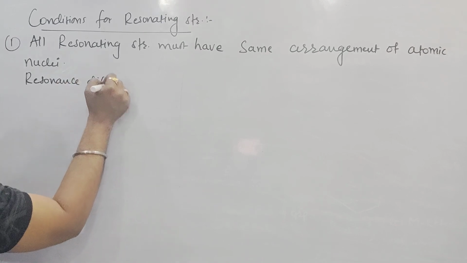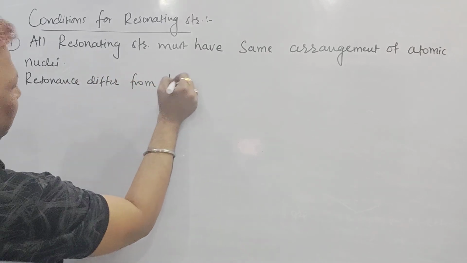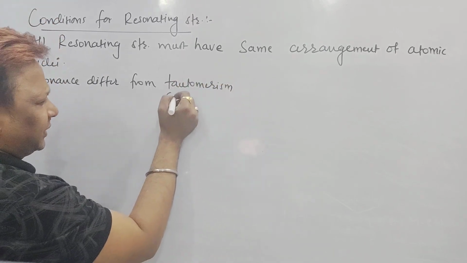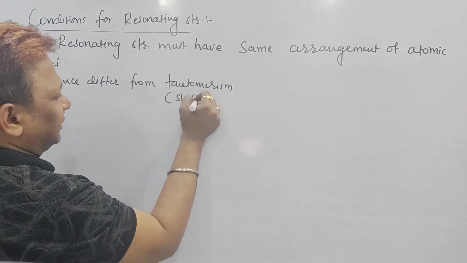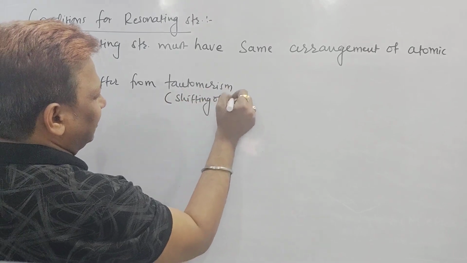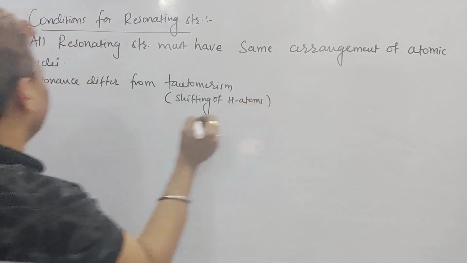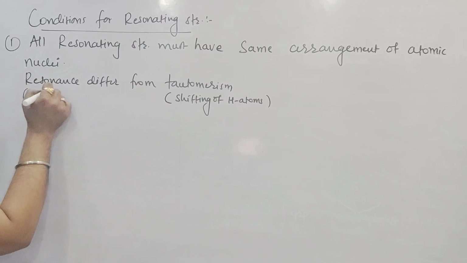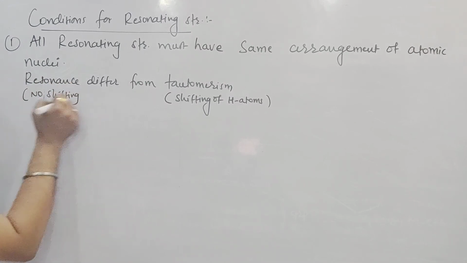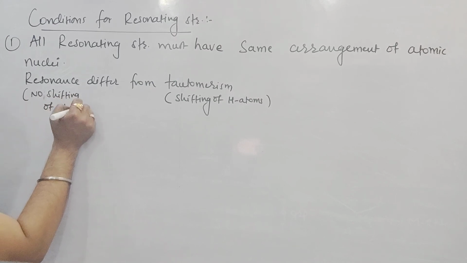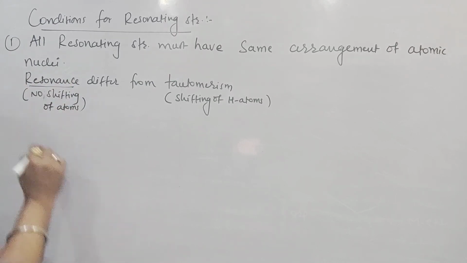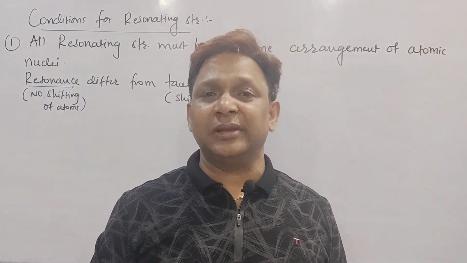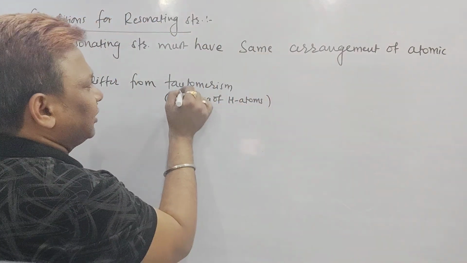Resonance differs from tautomerism because in tautomerism there will be shifting of atoms, shifting of hydrogen atoms, but in resonance there is no shifting of atoms. Instead, in resonance there will be delocalization of pi electrons, lone pair, positive charge, negative charge. But in tautomerism there will be shifting of hydrogen atom.